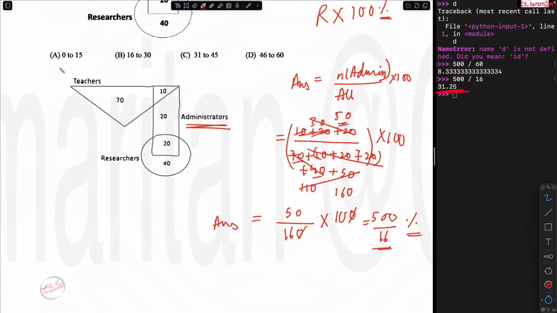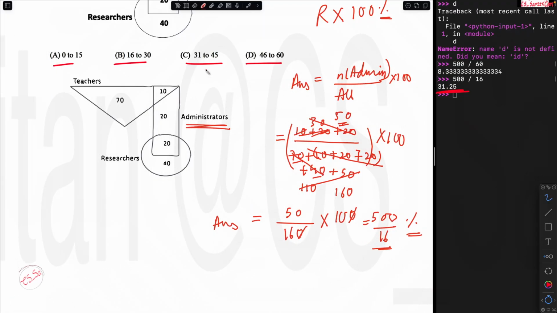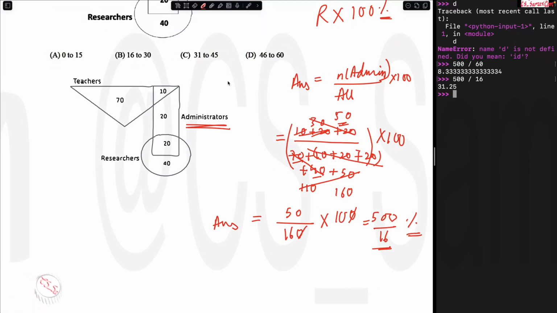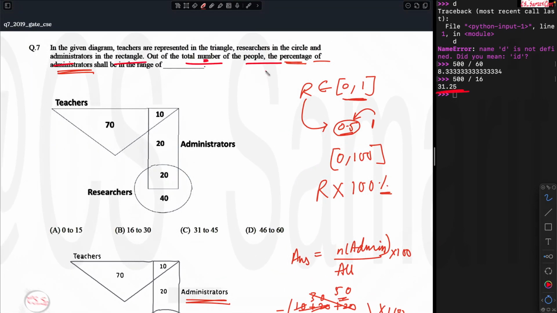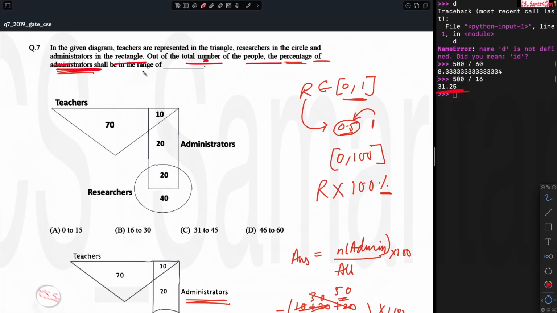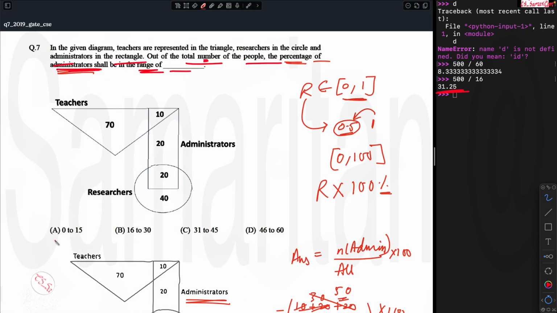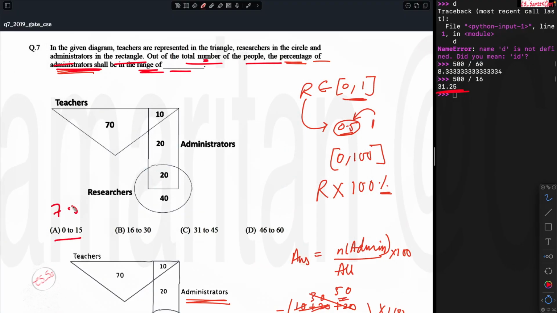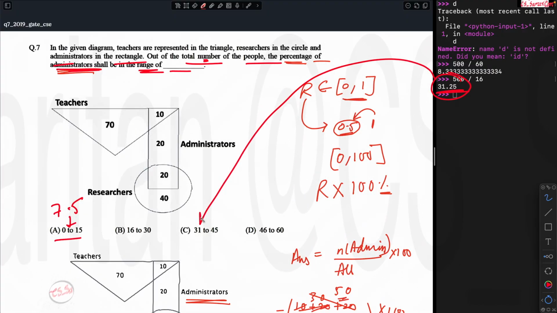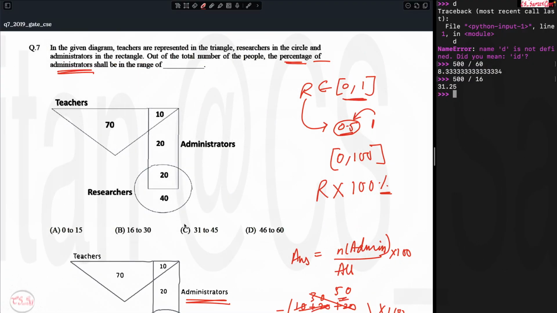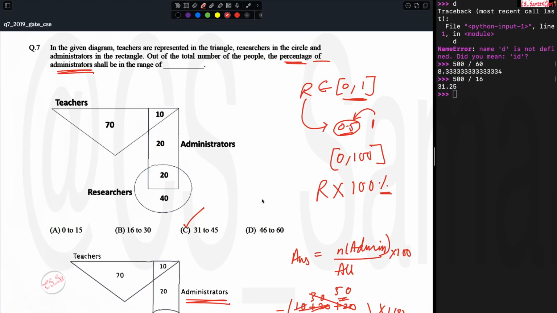So over here, is there any 31.25 anywhere? Not really. The numbers are not present. This 2 is present over here. What does this 2 mean? Well, at the top they have mentioned that the percentage of administrators shall be in the range of, so these are representing ranges. So 0 to 15 is going to include 7.5, and likewise, 31.25 is going to be part of option C. So that is going to be your answer. Very simple and straightforward, it has been solved.